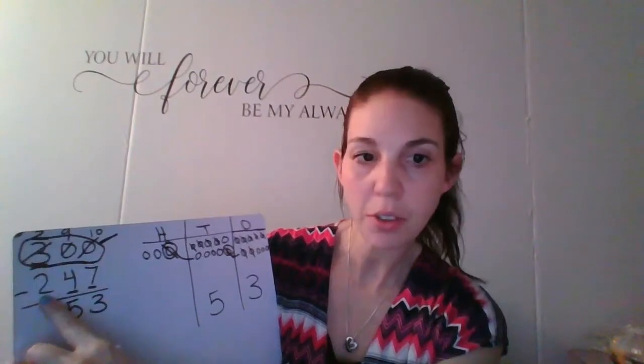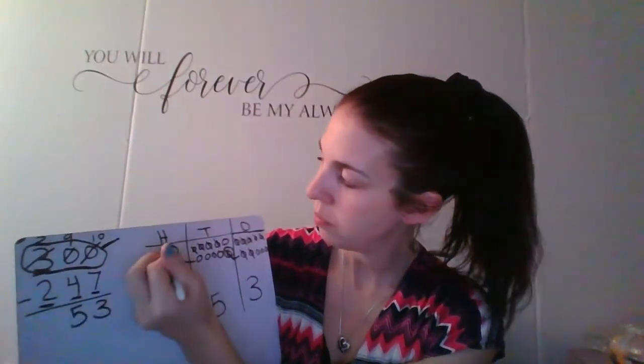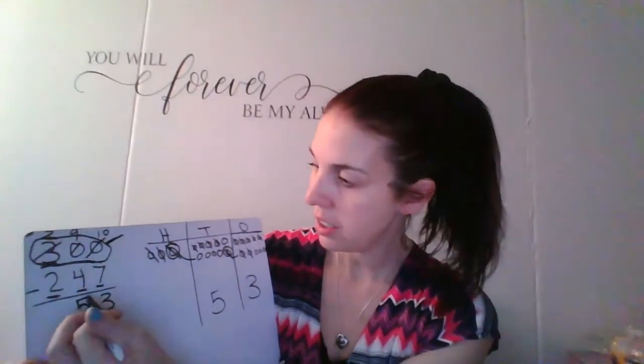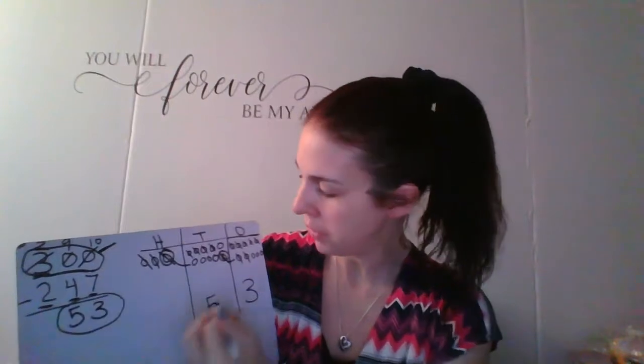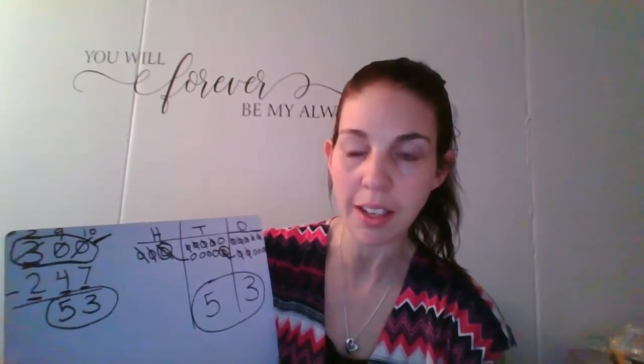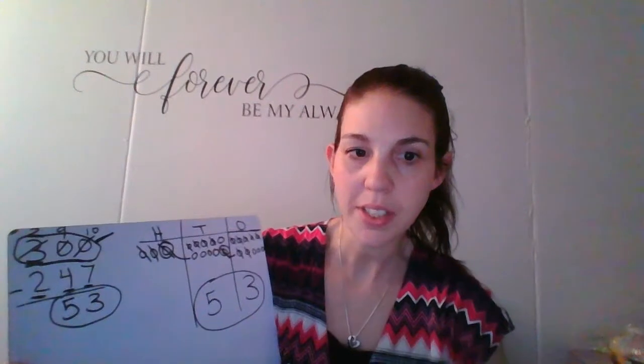And we need to cross out 2 hundreds. 1, 2. How many hundreds are left? 0. So this, we just leave a 0. We leave it blank, okay, because there's nothing to add. And our answer is 53, which is the same answer we got when we did the arrow way. Let's look at another problem.